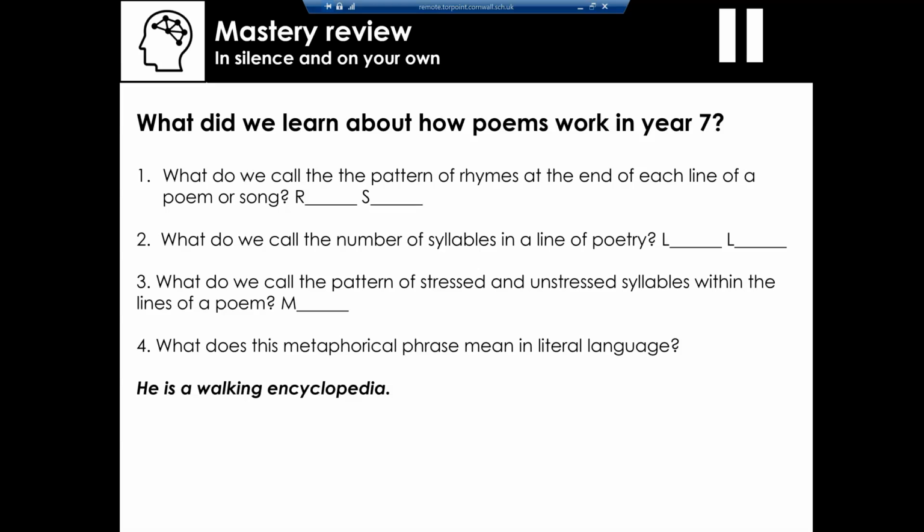Number 2, what do we call the number of syllables in a line of poetry? Number 3, what do we call the pattern of stressed and unstressed syllables within the lines of a poem? Number 4, what does this metaphorical phrase mean in literal language? Can you write it in your own words, showing what you understand? The phrase is this: he is a walking encyclopedia. Okay, pause the video, have a go at those questions.